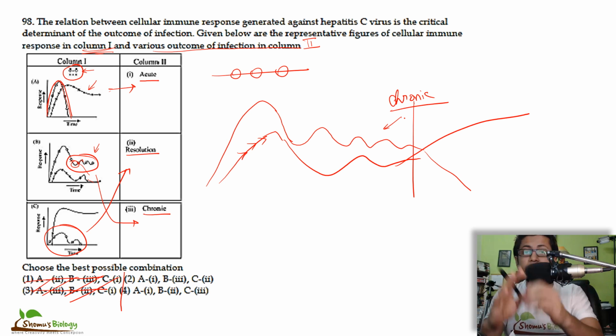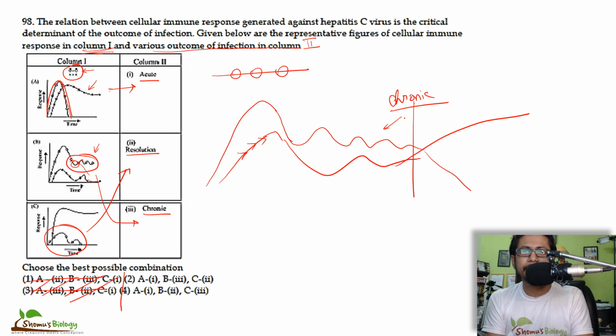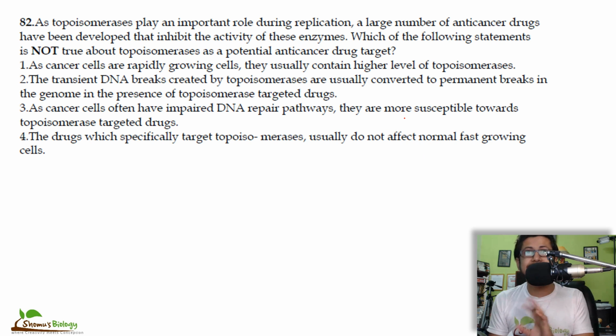Okay, so again this question can be answered if you know the immune response. There are primary immune response and secondary immune response. If you know about immune response and how it is maintained, you can still answer this question quite easily. Okay, but still these are manageable questions from immunology. Now let's talk about some other question.